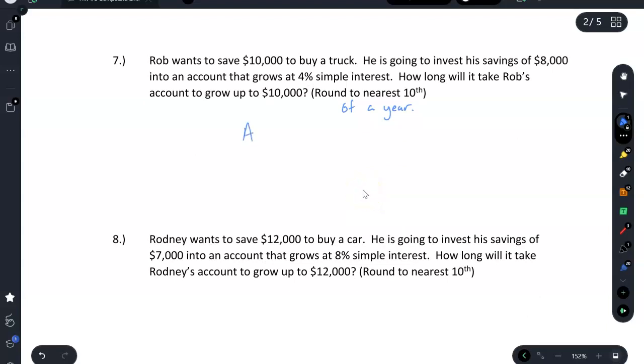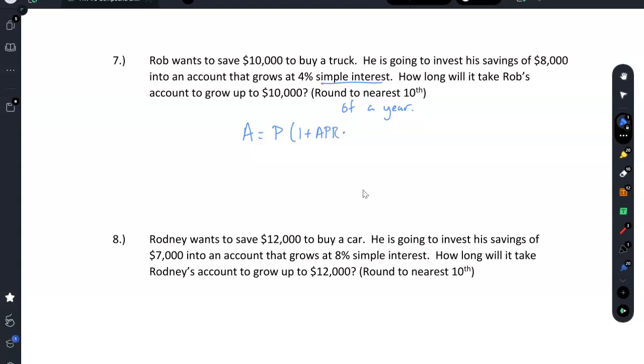But this time I see the words simple interest somewhere in here. So I know that I'm still using this equation. All right, but this time when I go to fill in the values, I have how much Rob wants to end up with. So this time I actually have the amount. I also have what he's starting with, the $8,000. I have the rate. I need to turn it into a decimal, so 0.04. What I don't have is the Y, so I'm just going to leave that as my variable.